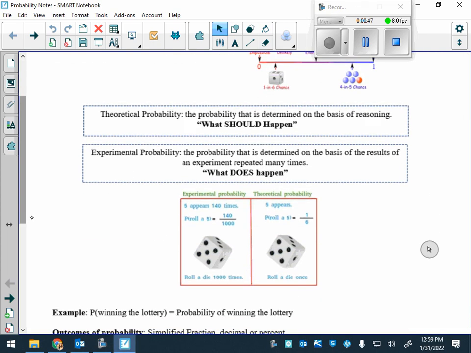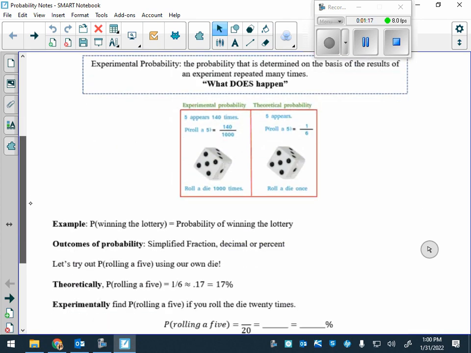There's theoretical probability, which means what should happen. So for example, what are the chances of rolling a 5 on a 6-sided die? 1 out of 6, right? That's theoretical probability. Experimental is what does happen. So say if we do 20 trials and we land on 5 times, 5 out of 20 is the experimental probability. What does happen?